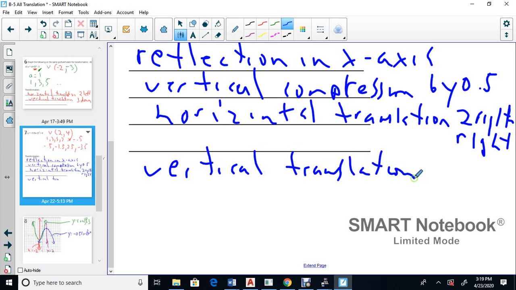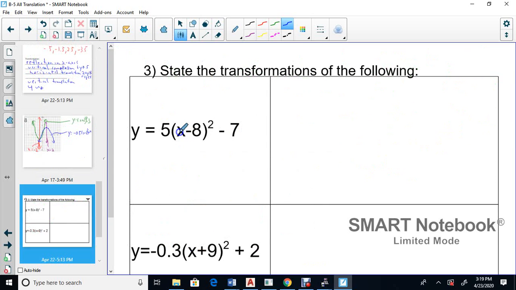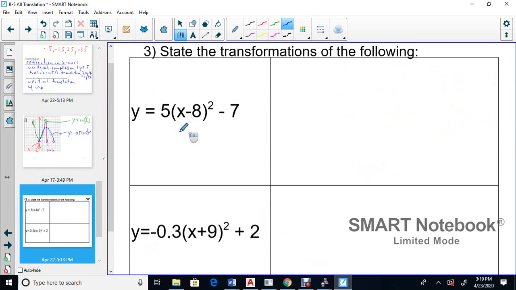And it went up by 4. Up, 4, up. Okay, let's go on to the next part here. So we've got our graph, our axis of symmetry. Now we're going to state the transformations here.